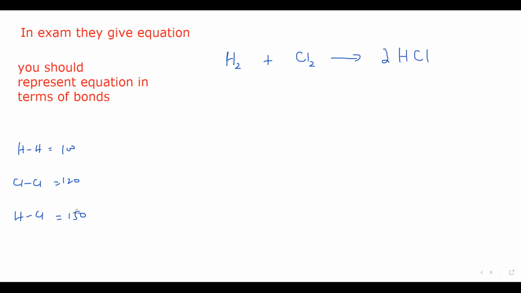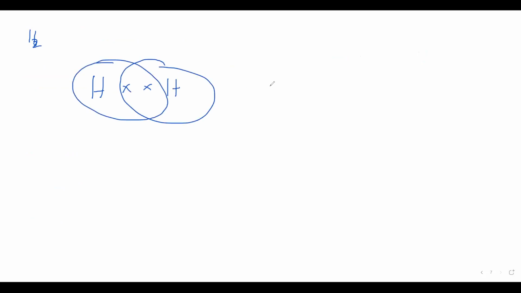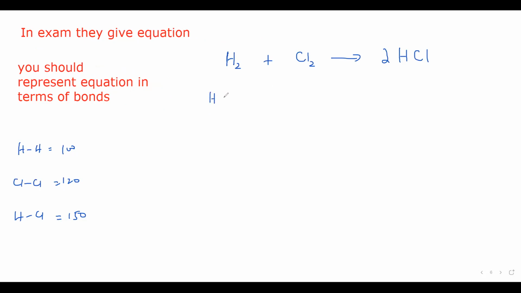So you should represent the equation in terms of bonds. How to represent the equation in terms of bonds? If you remember topic 3, which is about bonding, these are all non-metals, so there will be a sharing of electrons. If I draw the structure of a hydrogen molecule, hydrogen has one electron, so each hydrogen shares one electron. So there will be a pair of electrons between them, and a pair of electrons is represented by a single line. So this is how we represent a bond in a hydrogen molecule: two hydrogen atoms bonded by a pair of electrons, represented by a single line.